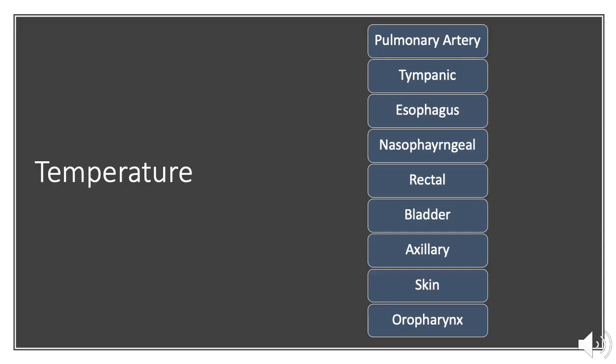Temperature is routinely monitored in the intensive care unit. Multiple sites, including the pulmonary artery, tympanic membrane, esophagus, nasopharyngeal, rectal, bladder, axillary, skin, and oropharynx can be used. Pulmonary artery, esophageal, and bladder approximate core temperature.